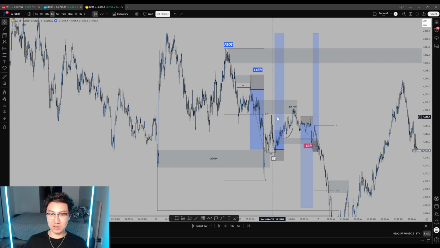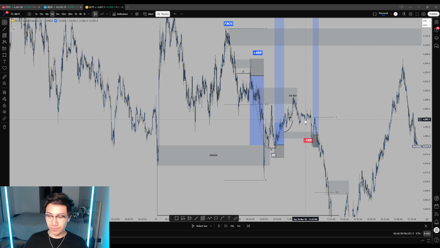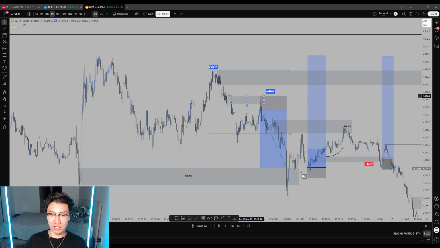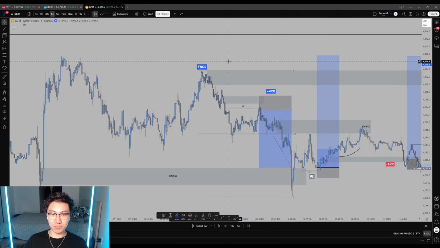14 risk reward versus only making 3 risk rewards. Pretty big difference, right? So just keep that in the back of your mind next time when I trade. Be careful of failed break structures. Keep that in mind when you trade next time and look for those.